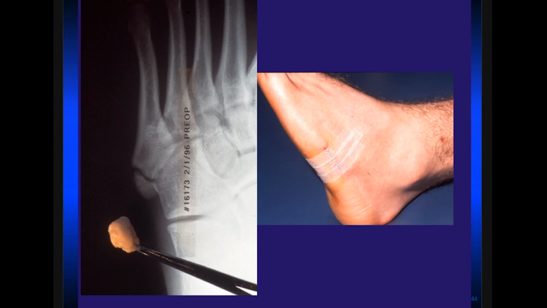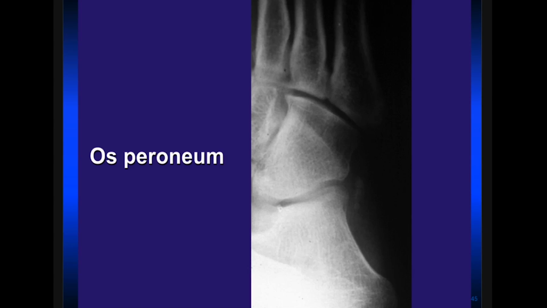And this is his post-op course. This is what an os peroneum looks like. Again, not a fracture. So your os vesalianum is here, your os peroneum is here, but you could think that that is a fracture off of the cuboid, and it's not.